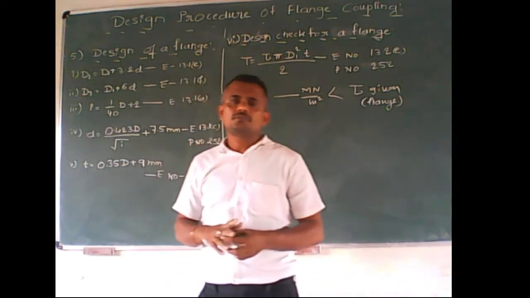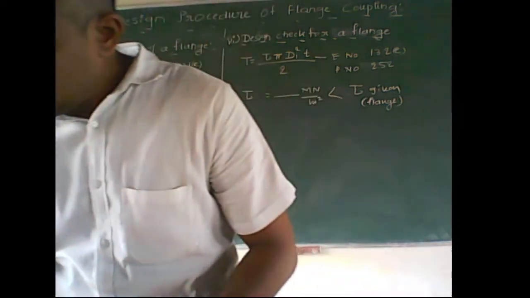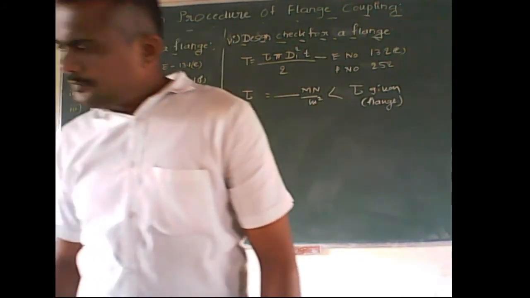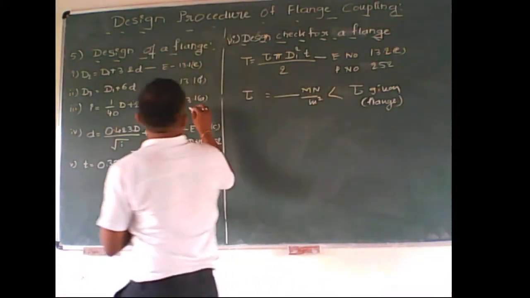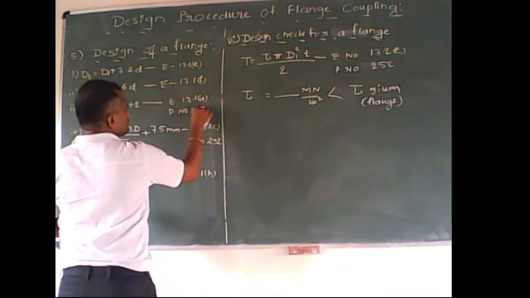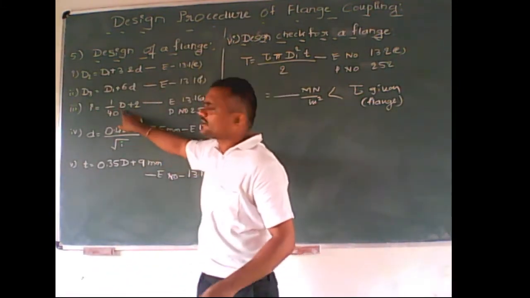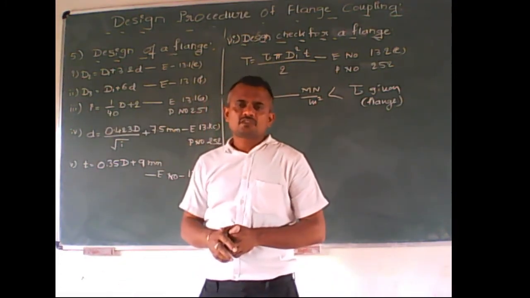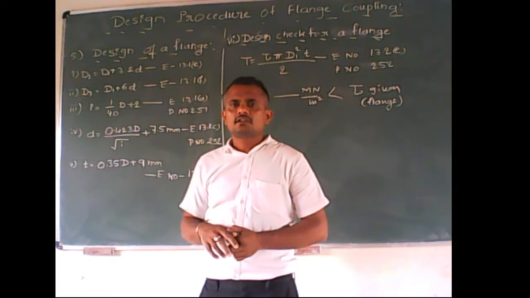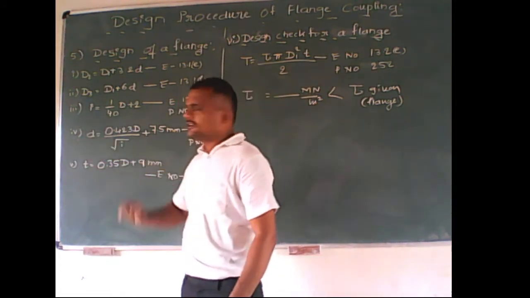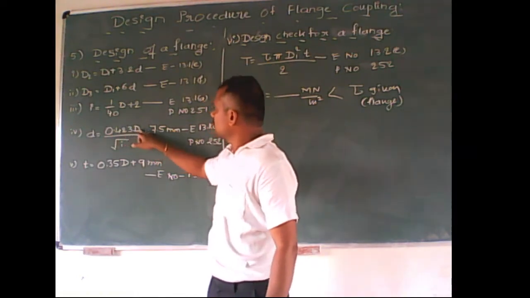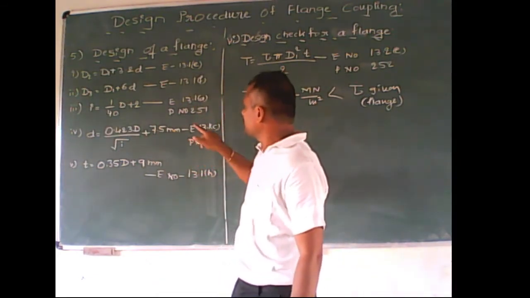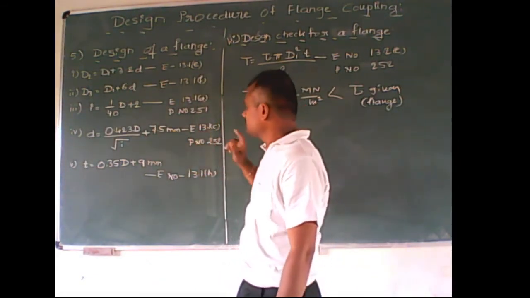And the number of bolts which are required is taken as the I value. Okay, it is available on page number 251. For the number of bolts, you can substitute D as the diameter of the shaft so that you will get I equal to so and so. Suppose if you get a fraction, then you have to take the next higher value. After that, small d is also required, that is 0.423 D divided by the square root of I, the number of bolts, plus 7.5 mm, equation number 13.1c of page number 252.